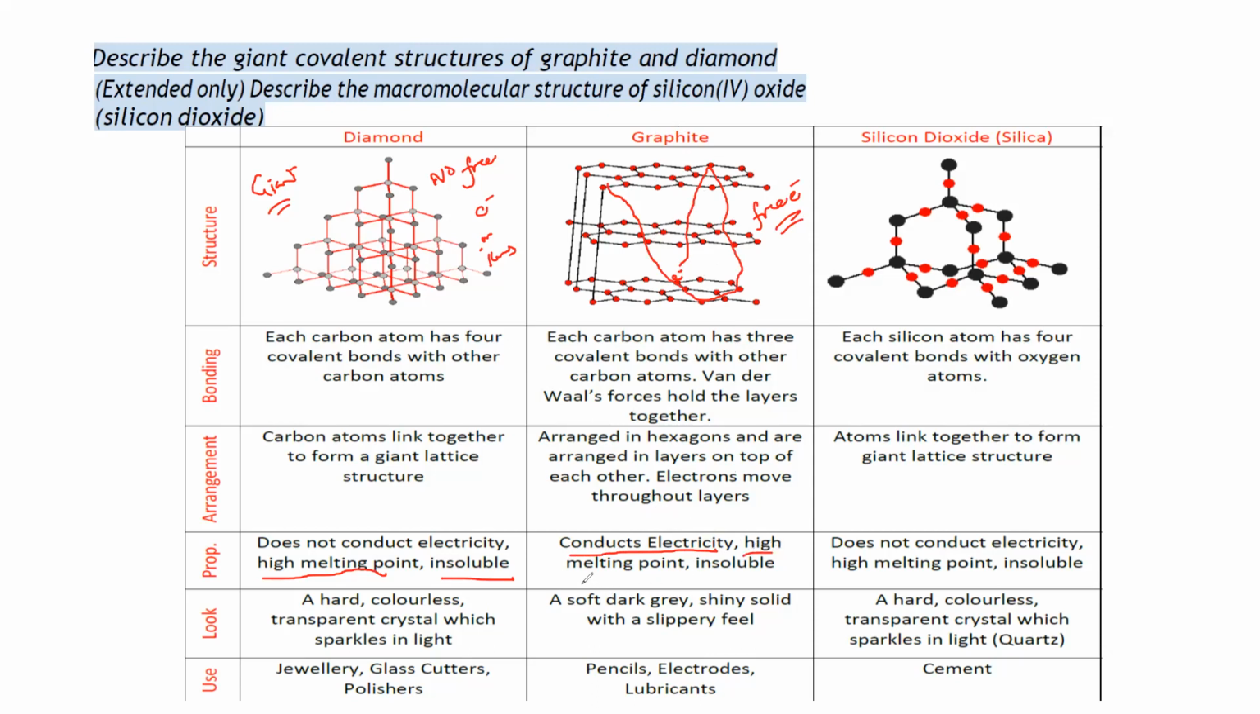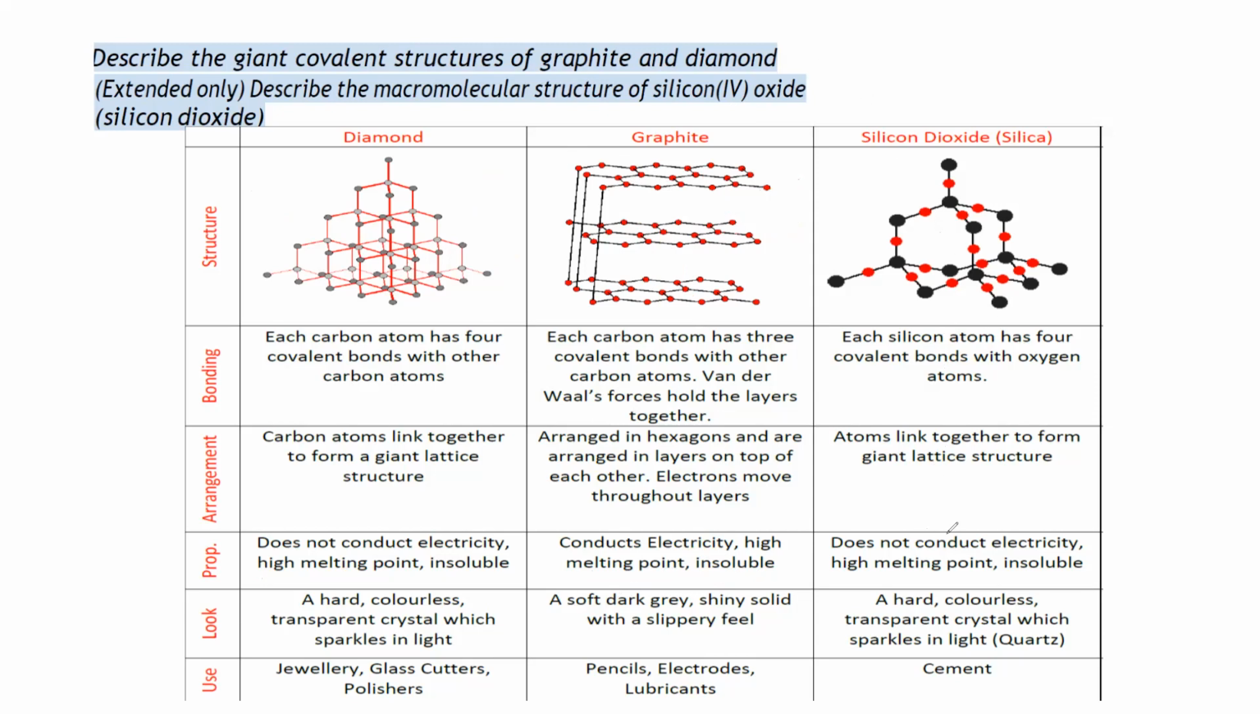Then it has a high melting point. Why does it have a high melting point? Whenever there is a giant structure, it will have a high melting point. And insoluble in water. Why does it not dissolve in water? Because covalent substances are insoluble in water, they do not dissolve in water.